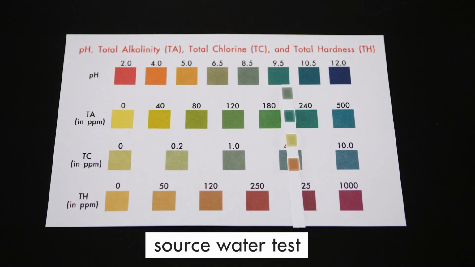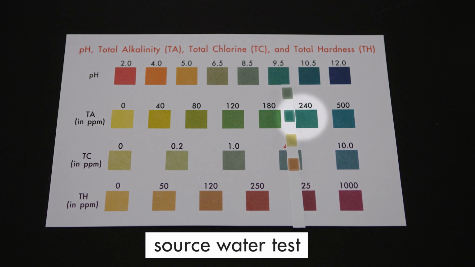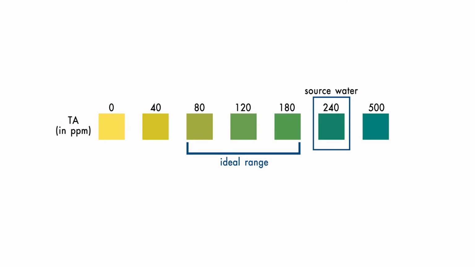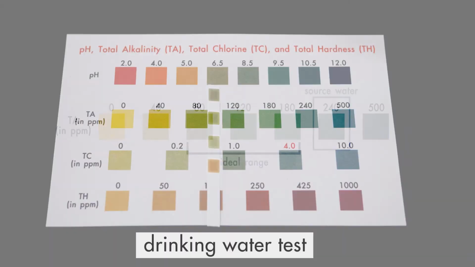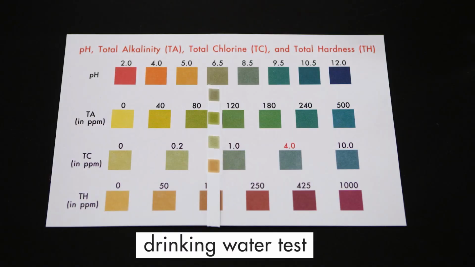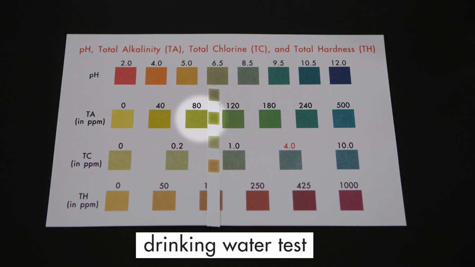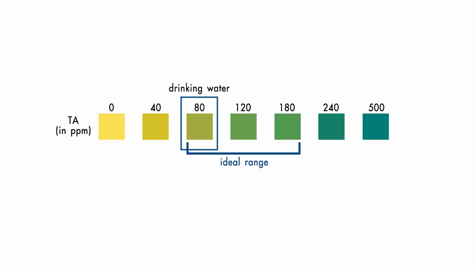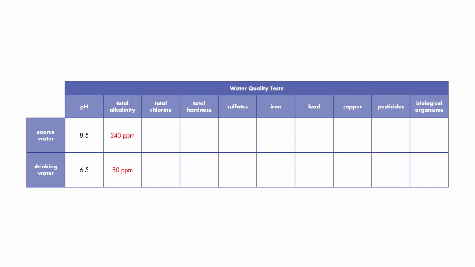Let's determine the total alkalinity of our source water. We see that the total alkalinity of our source water is about 240 parts per million, which is outside the ideal range. What is the total alkalinity of our drinking water? The total alkalinity of our drinking water is about 80 parts per million, which is within the ideal range. How does the total alkalinity of our drinking water compare with the total alkalinity of our source water? The total alkalinity of the drinking water is less than that of the source water.